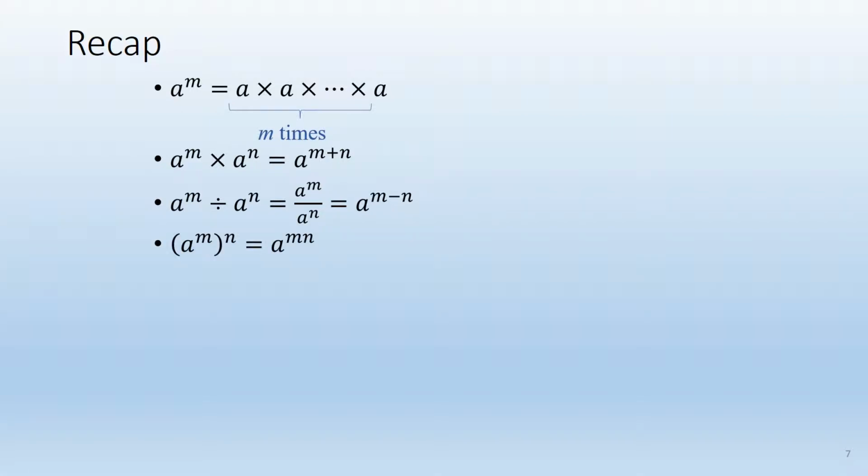We saw that index notation is a shorthand way of writing repeated multiplication. The index laws help us simplify our numbers, so with the same base we can add the indices when we're multiplying, we subtract the indices when we're dividing, and when we raise to a power and then to a power again, we multiply those indices. A 0 index gives us 1, and a negative index means 1 over. And a fractional power means the qth root.